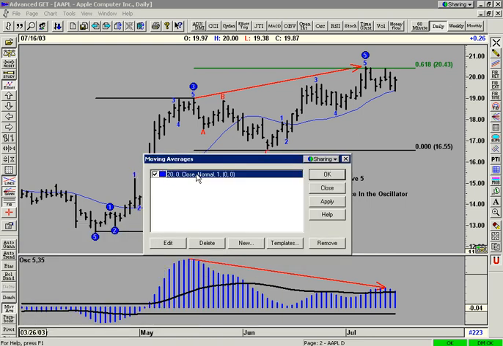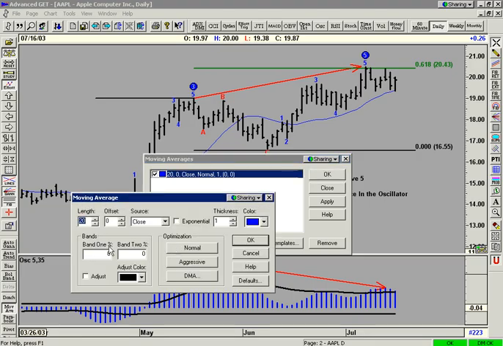So I'm going to highlight and select the Edit button, and I'm going to change this moving average to have a length of 6, an offset of 4, and a source of low. And I'll increase the thickness so you can see it better and change the color to red. So the length means it's using the last 6 bars to calculate the current data.